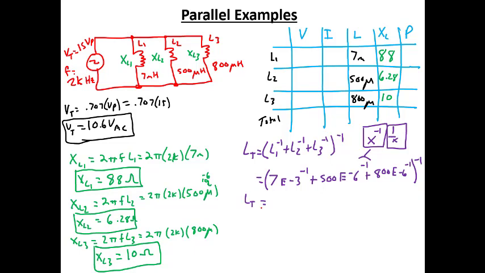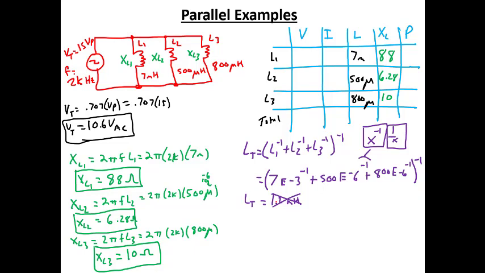So 7 milli to the negative 1 plus 500 micro to the negative 1 plus 800 micro to the negative 1, inverted, equals... and I get... When I did this, I did it wrong because I got 1.2 millihenries, and that can't be right. So I'm going to do this on my calculator again. Let's try that again.